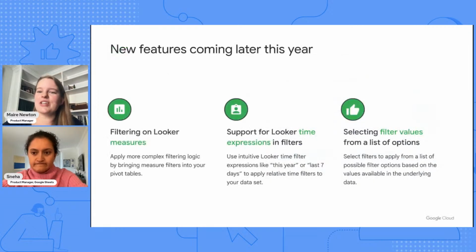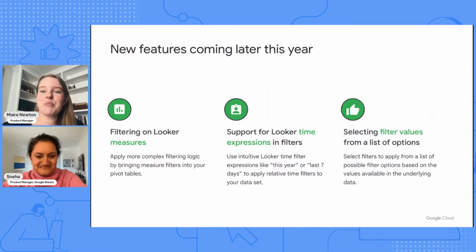Okay, so I touched on these already, but I wanted to again just really quickly highlight 3 new features that are coming to the Sheets integration with Looker over the next several months. The one that I think you'll be likely to see first is filtering on measures within a pivot table. So that's something like, order count is greater than 100. That was in the demo video.